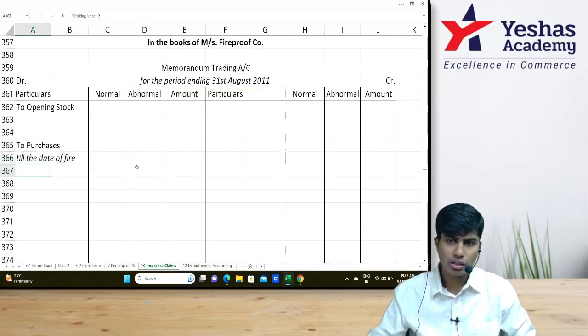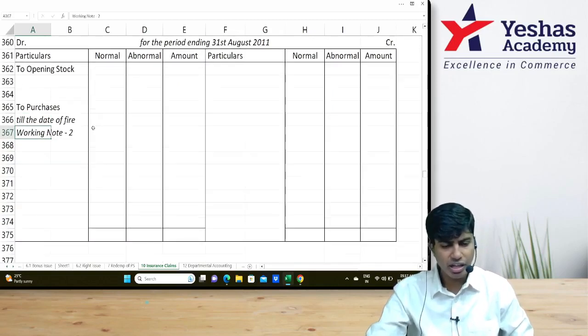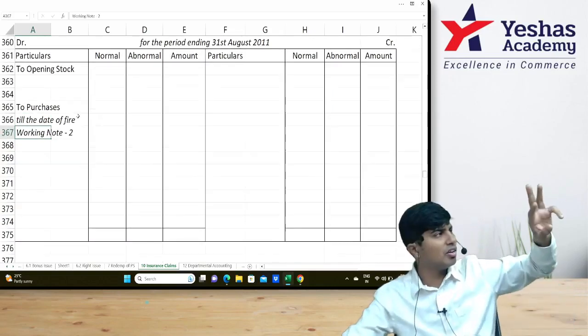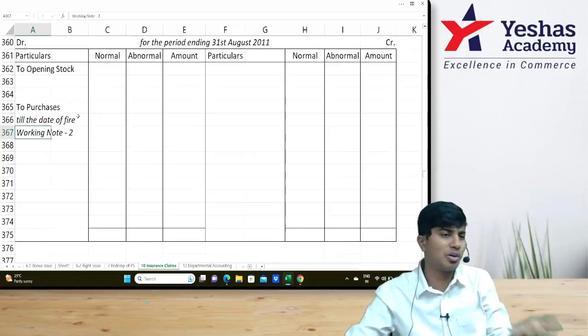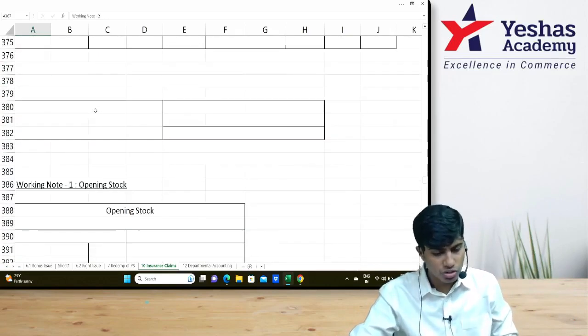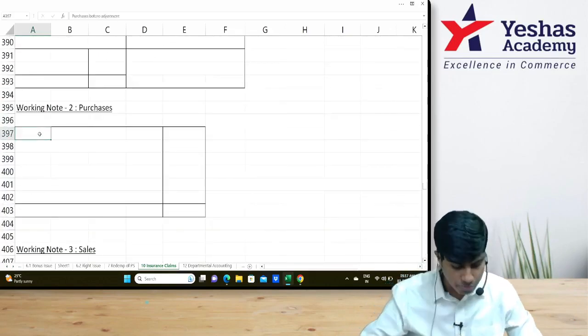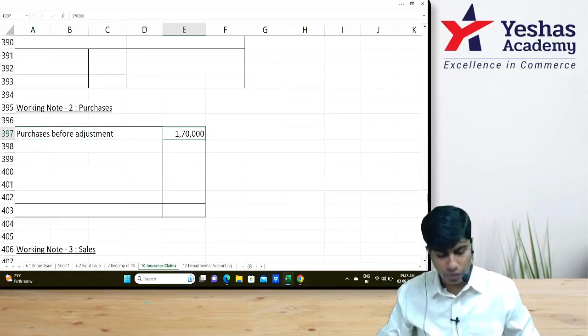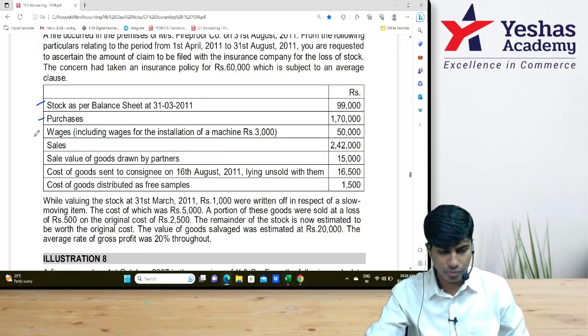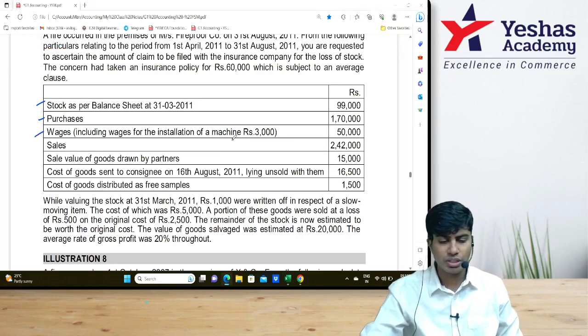Goods drawn by partner has to be adjusted. We can't write in the inner column, they're already normal, abnormal, total. If you draw one more column, this will look like petty cash. So we'll do one separate working note. How much is purchases before adjustment? 1,70,000.